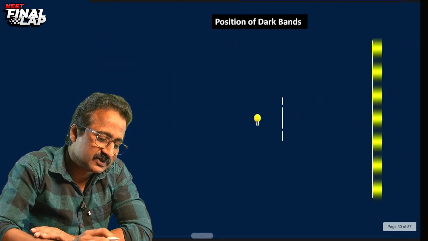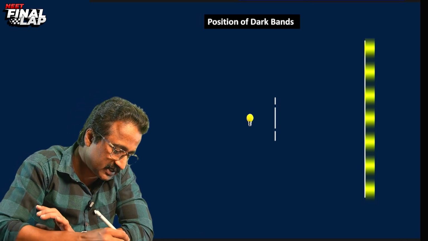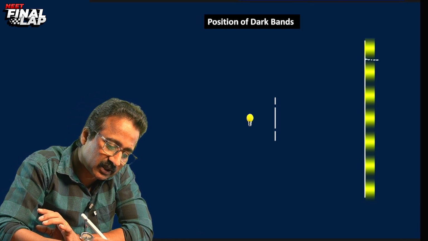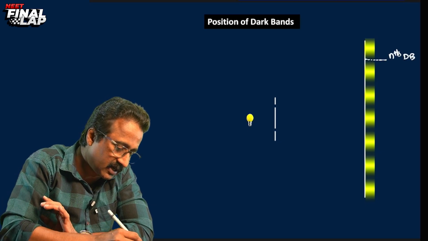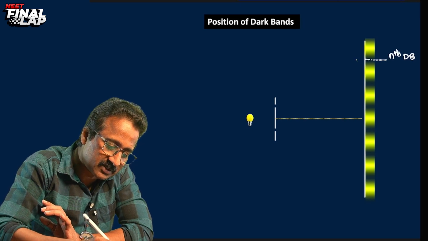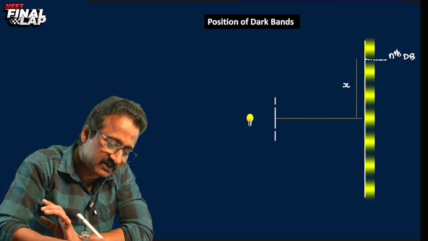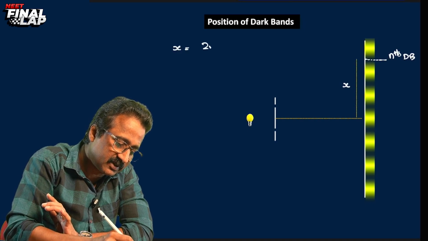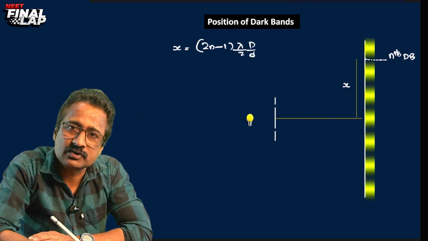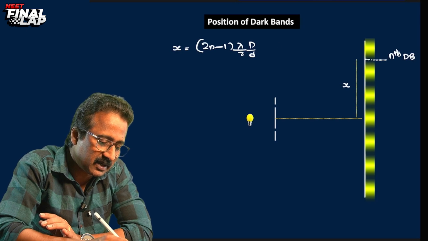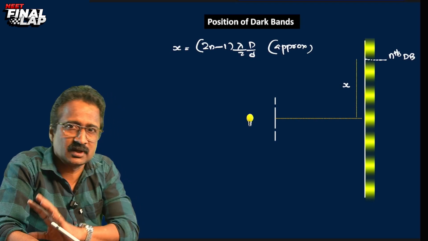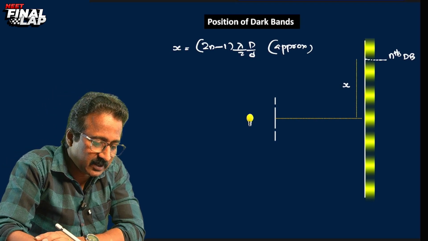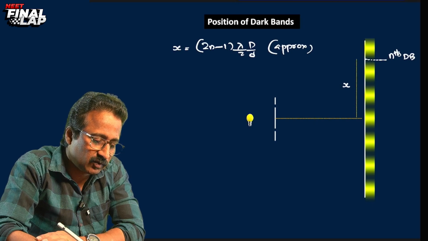Similarly, the position of a dark band can also be given. I'm showing a dark band here, and calling it the nth dark band in this figure. For the nth dark band, this distance x is given by another expression: remember, it is (2n minus 1) lambda by 2 into D by d. That's the equation for the distance to the nth dark band. But again, reminding you that this is approximate. It will give you an answer, but you must still expect certain errors, especially when the band is far away from the central band.